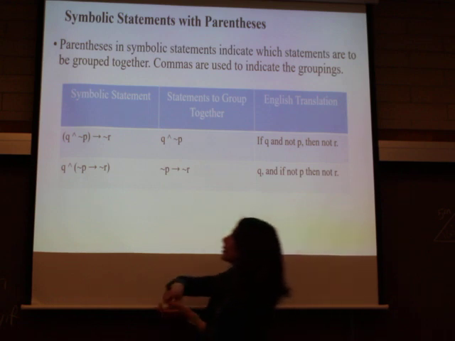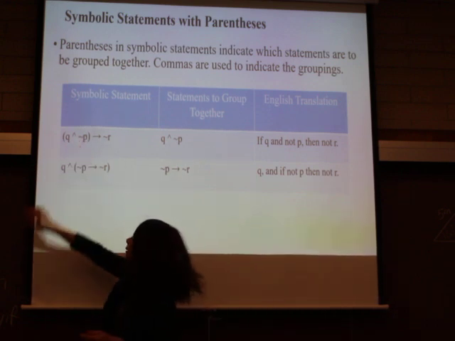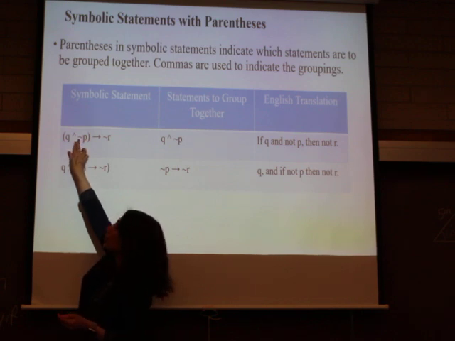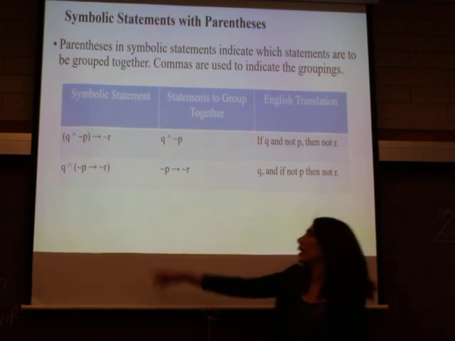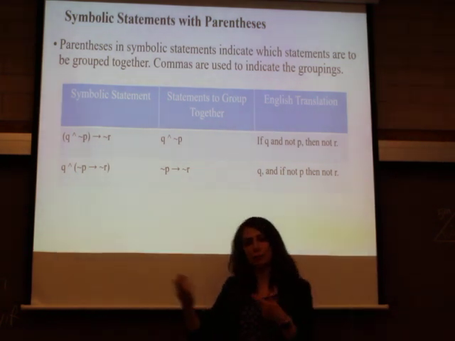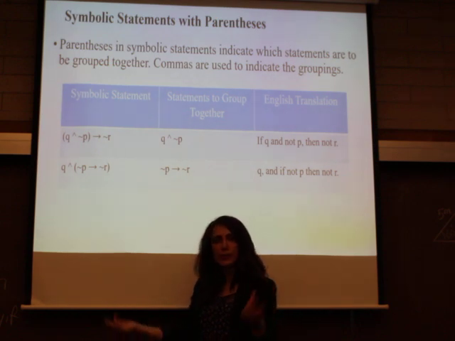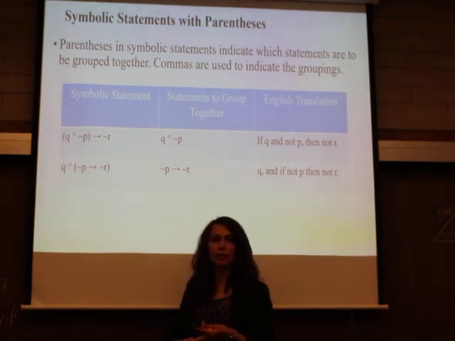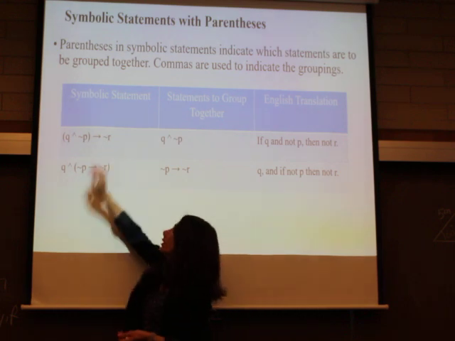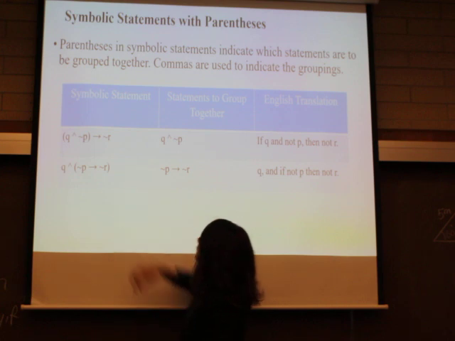This is a symbolic statement. I have Q and not P. I have parentheses here. It means these two are grouped together. I have conditional, and then I have not R. So here I have 3 statements. So far we have talked about P and Q, but here we have P, Q, and R, okay? For example, P is I studied tonight, Q is I finished my assignments tonight, R is I'm gonna go out for dinner tonight, okay? P, Q, R, okay?